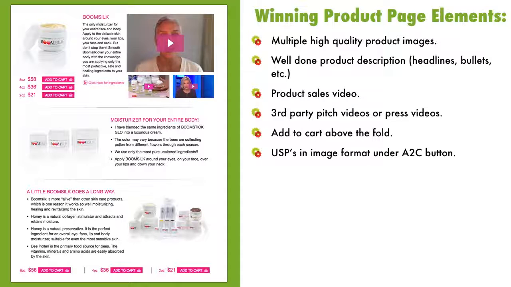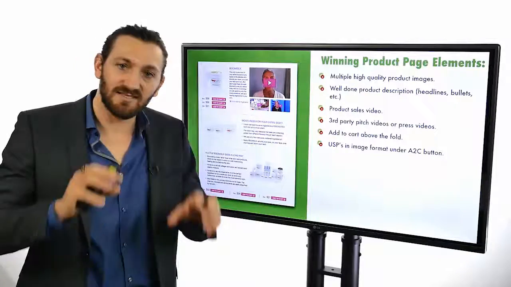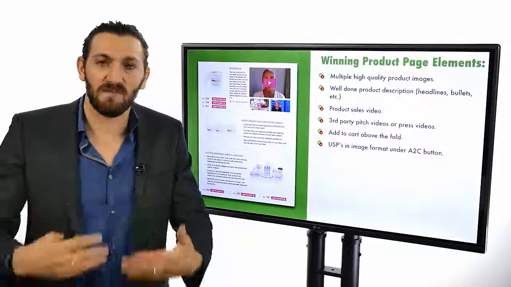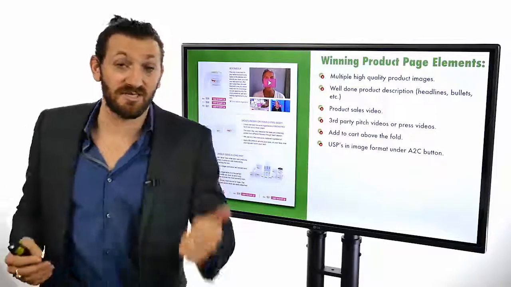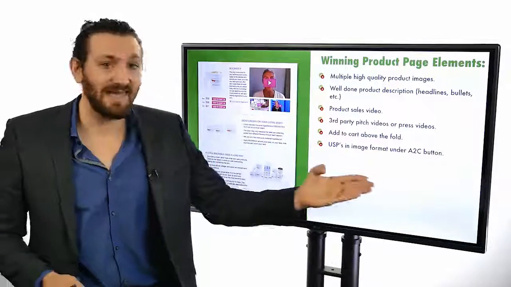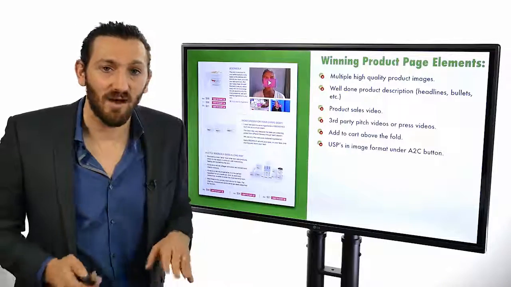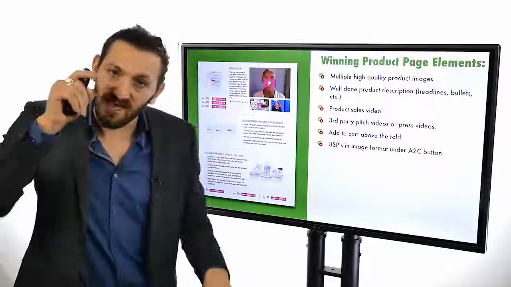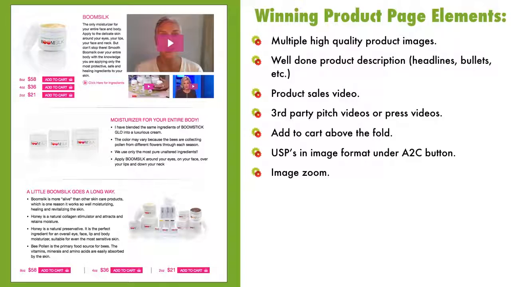Unique selling propositions in image format under the add to cart button. I will show you what that looks like in a moment, but basically what this does is it makes people feel safe about clicking that add to cart button because they know that your unique selling propositions are being communicated to them. This is why we communicate our unique selling propositions in text format, in image format, in video format throughout our site, because certain people are not going to engage with the banner that's in your header, but they will engage with the images that are under your add to cart button. And we've seen a 10% lift in the number of people clicking our add to cart button when we add these images underneath.